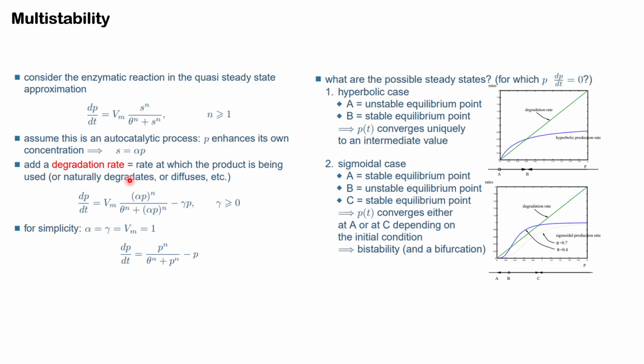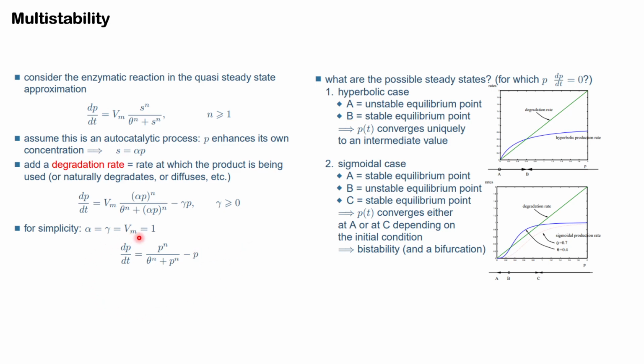And if you add a degradation rate, meaning the rate at which the product is being used or naturally degrades or diffuses, etc. There's a degradation rate associated with the product with a rate of gamma. So the equation will look something like this. In place of S, you put in alpha P, and you add a degradation factor of minus gamma P. And if you assume all this to be equal to 1, your equation becomes simpler and looks something like this: P to the power n by theta to the n plus P to the power n, minus P.